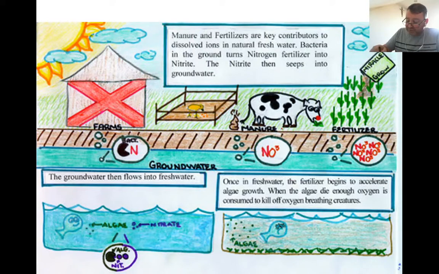Bacteria in the ground, when this gets into the ground, will turn the nitrogen contents into nitrates. They will then further come down into the groundwater, and the groundwater will obviously go down to a freshwater system where we have animals and plants in balance. That's the key thing, they're always in balance. But if you give them nitrates, they think it's Christmas, and these guys go to town on this.